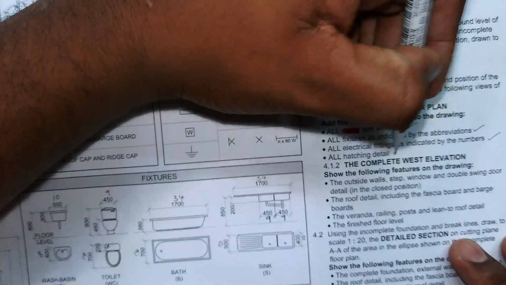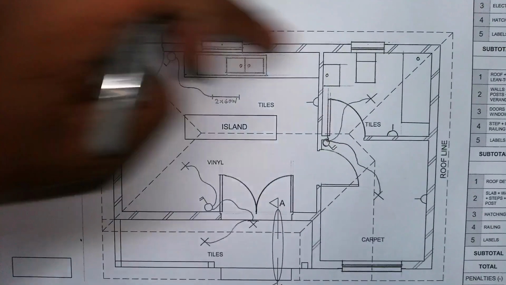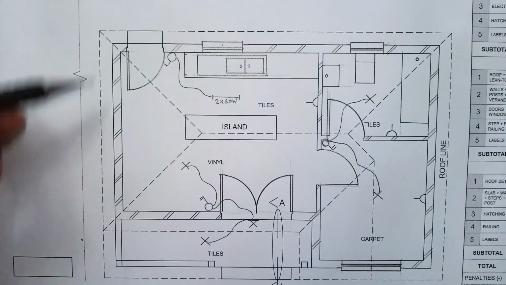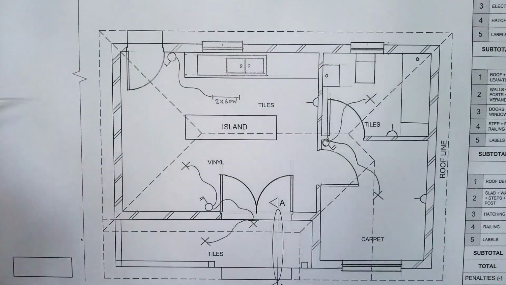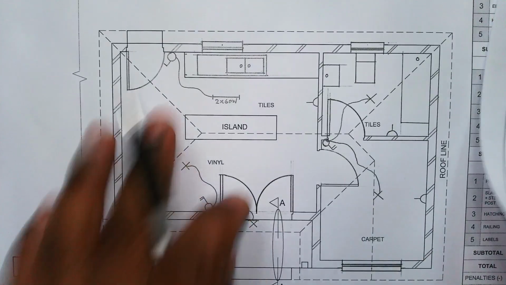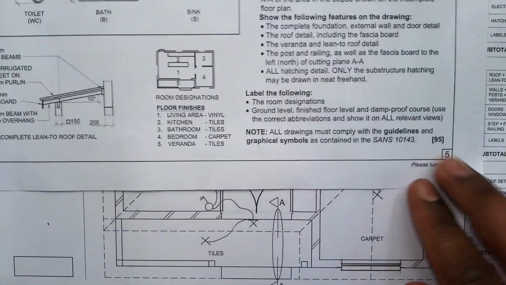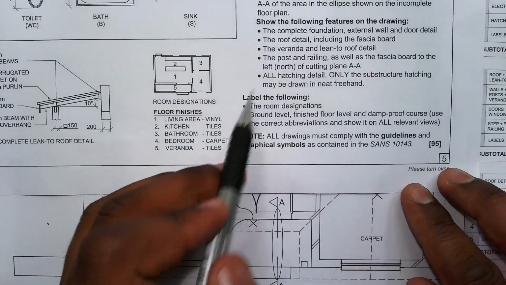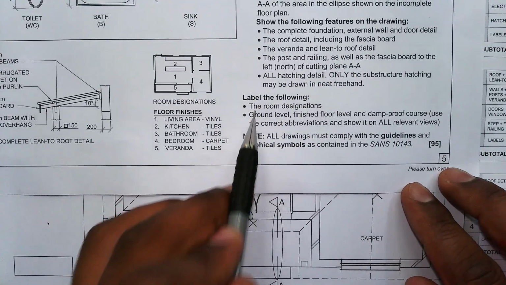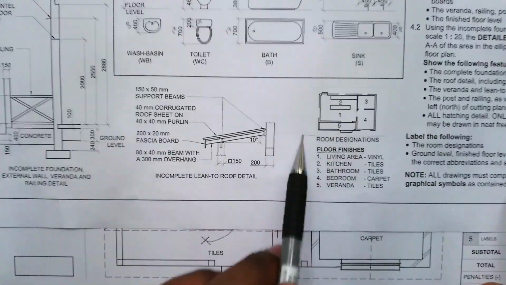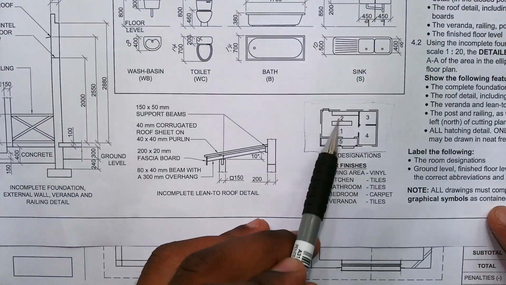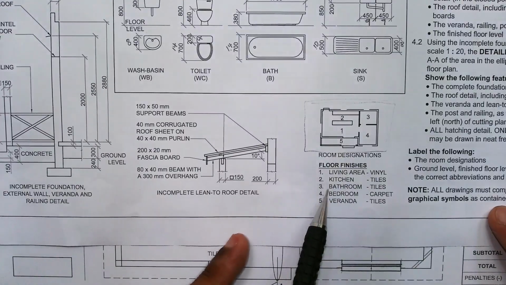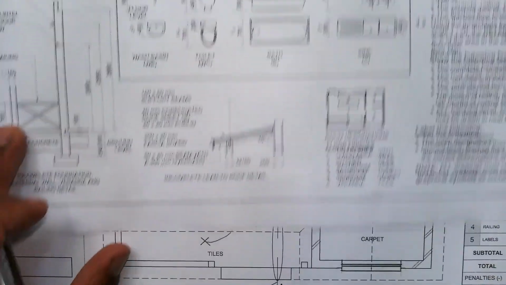Okay, the hatching, I've already hatched my floor plan there. So this is the civil hatching. As you can see there, it's double lines, space, double lines, space, double space, just like that. All right, but the floor plan is not complete. If you check there from the instructions at the bottom there, they said label the following. I have to label the room designations. All right, if you check here, I have the floor plan there, right? They have indicated the room designations. Number 1 is the living area, number 2 is the kitchen, number 3 is the bathroom, and so on. All right, so I have to label the rooms.